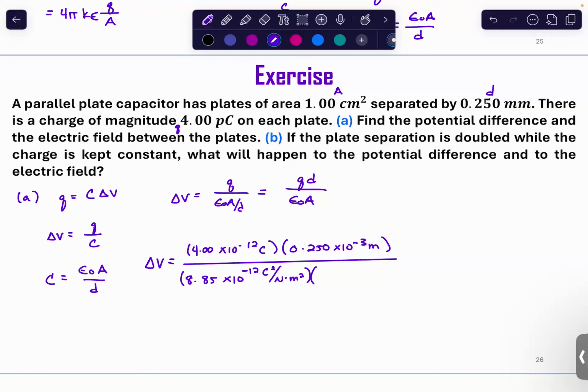And then our distance. Where did I get this? No, our area. Sorry. So it's square meters. How do I get that? Because I have 1 square centimeter. How do I convert that? Pretend I don't know.